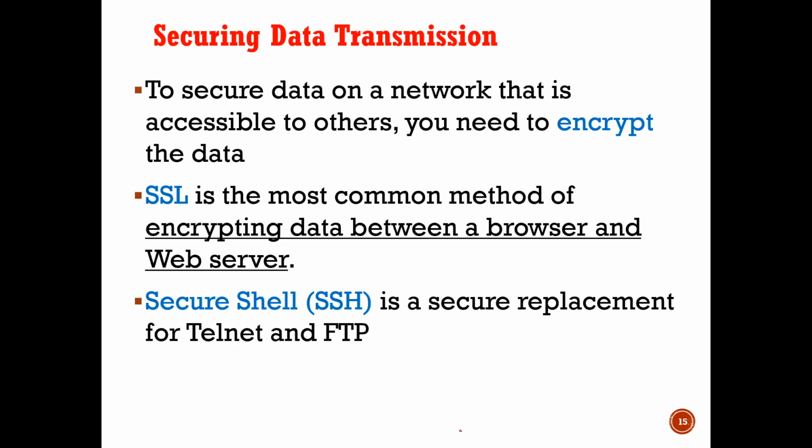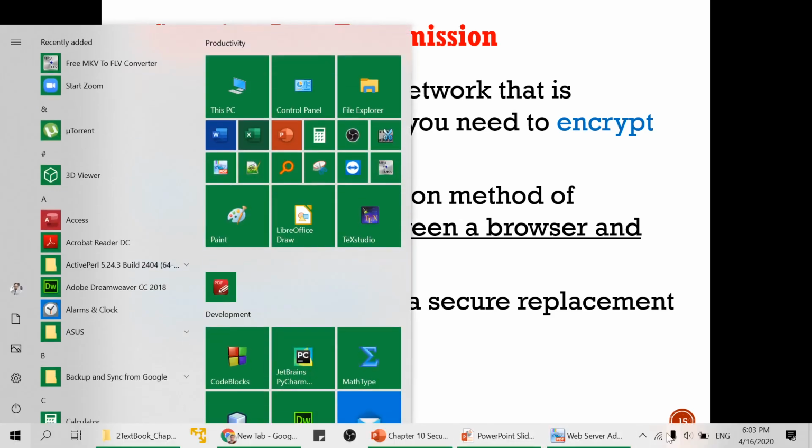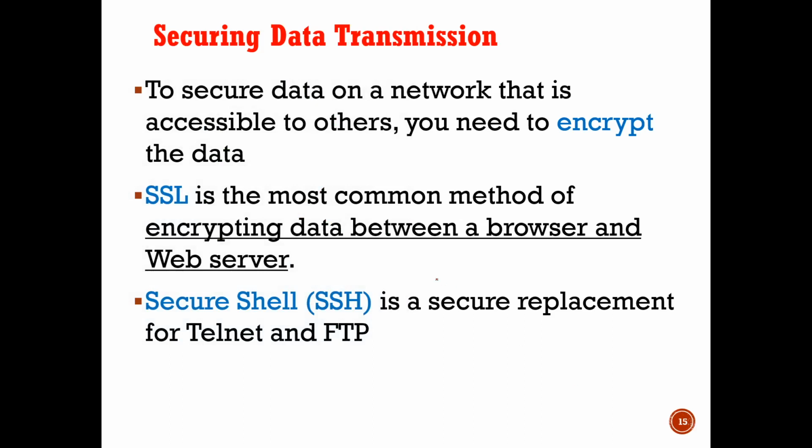So securing data transmission is about how to secure data while it is in transmission. Most likely data should be encrypted. So how to encrypt that? It's by using SSL. SSL is the most common method of encrypting data while in transmission. SSH is a secure replacement for FTP and Telnet communication. SSL here is about encryption of the data.